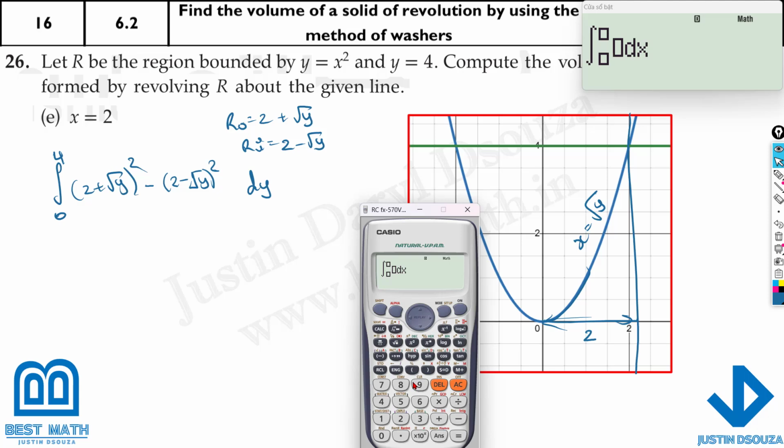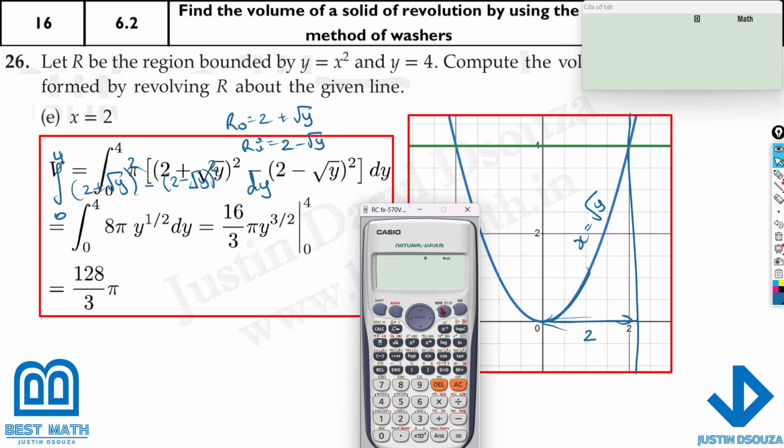Let's write it out. It is 2 plus square root y. Now go next and close the bracket and then square it up, minus 2 minus square root y, close the bracket and square it up. And here we go, it is 0 to 4. And the answer is, let's see the answer, it should be 128 pi by 3. It's taking quite a bit of time. Okay, here we go. That's the correct answer. We have to multiply this by pi.